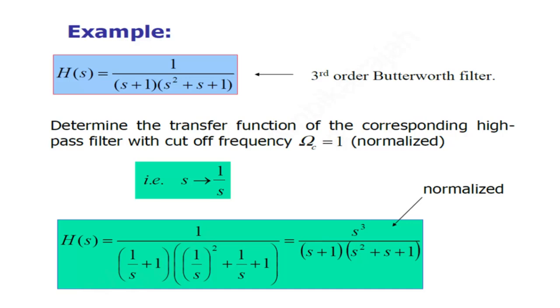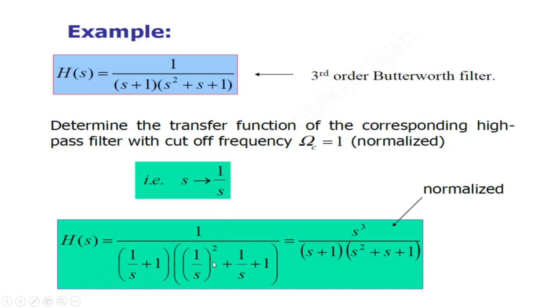normalized high pass filter we want to design. In that case, we have to replace s by omega c divided by s. Since we take omega c as 1, therefore we need to replace s by 1 over s. Now, if you substitute 1 over s in the place of s, we get this expression of the transfer function, right?